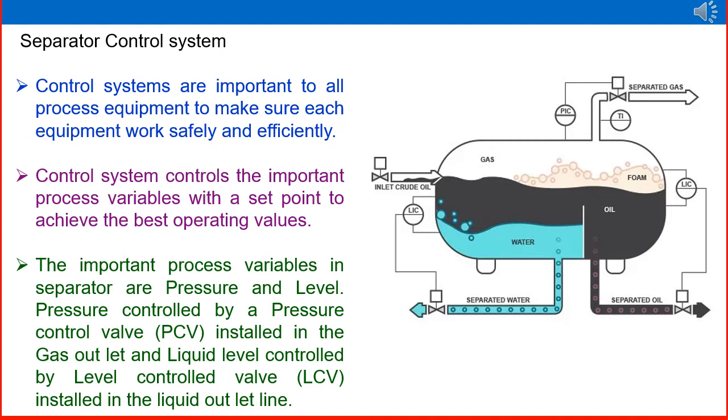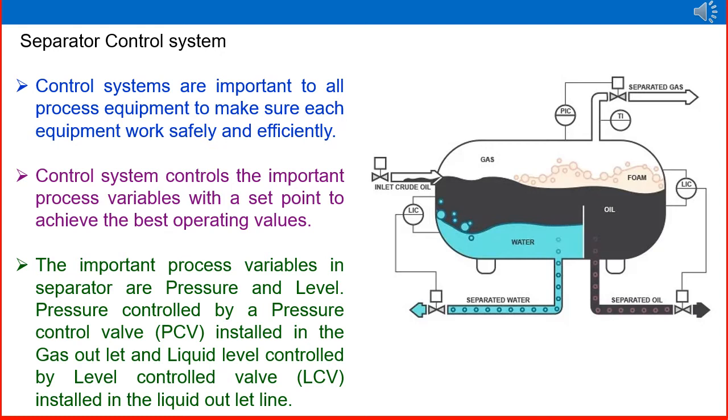The important process variables in a separator are pressure and level. Any process equipment working in the oil field is always controlled based on process variables. The main four important process variables are pressure, level, temperature and flow. There are many other variables, but most commonly we use these four, and most of the time we try to control these four process variables to work in a safe and efficient manner in the process equipment. In a separator, the two important process variables are pressure and level.